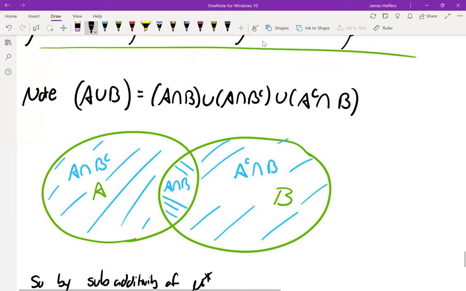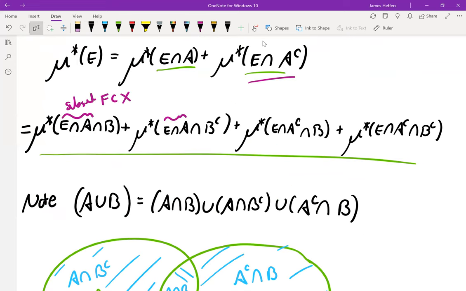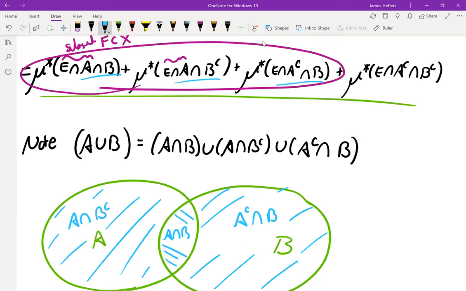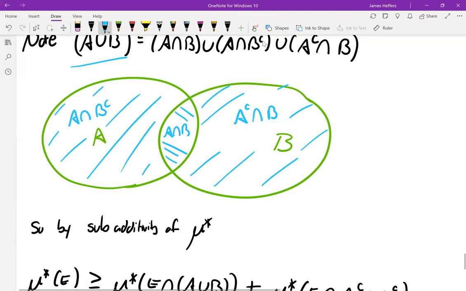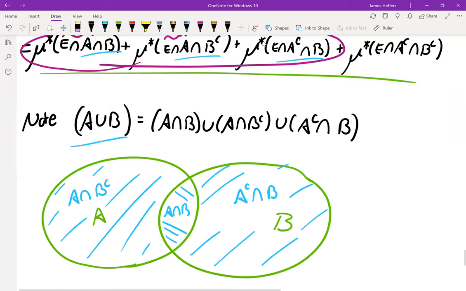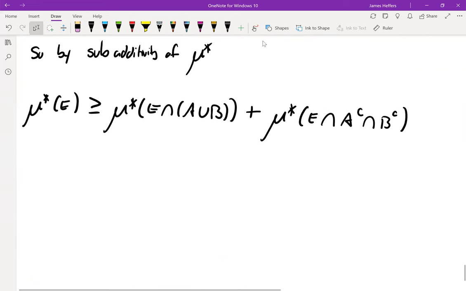Let's just quickly explain where this came from. We have this equality here, and we are grouping these three together because that's where you have your A intersect B complement, A intersect complement B, which can actually just be rewritten as A union B. And then the subadditivity allows us to, instead of equals, say it's greater than or equal to. So that's how we went from four terms down to two. And the A complement B complement one over here is just going to stay here. But I'm going to put these in little parentheses here.